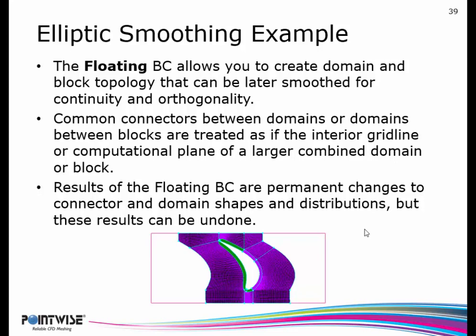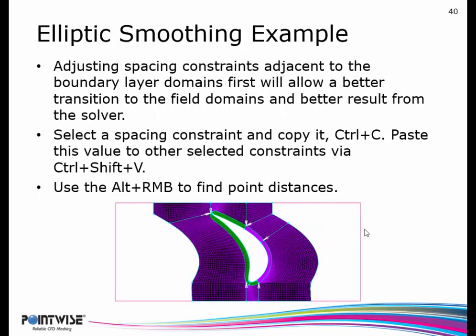One of the things that it does mention here in the last bullet, the results of using the floating BC do provide permanent changes to the connector shape and distribution after you save the results from the solve command, but we do, of course, have the ability to undo that if you're not happy with the results. So you can go back to where you were. So I'm going to pull up this example case with these domains so we can look at this.